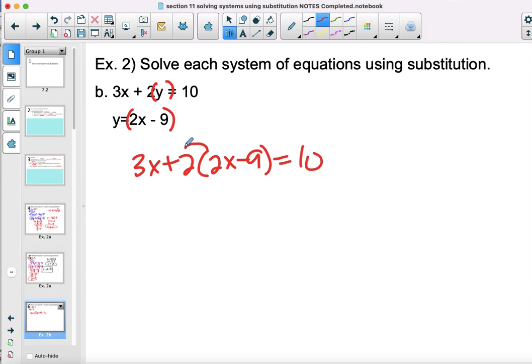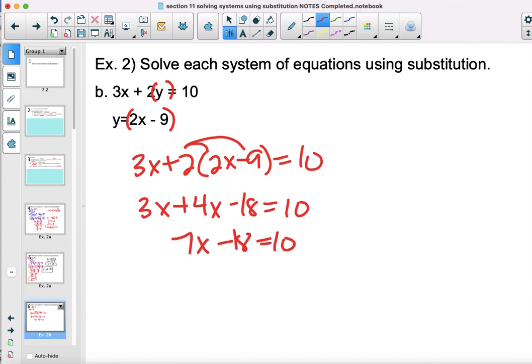Again, we're going to distribute 2 times 2x and 2 times negative 9. That's going to be 3x plus 4x minus 18 equals 10. 3x and 4x make 7x when we combine like terms, bring down our negative 18. To continue solving, it's just a two-step equation. Add 18 to both sides, so 7x equals 28. Divide both sides by 7, and x equals 4.